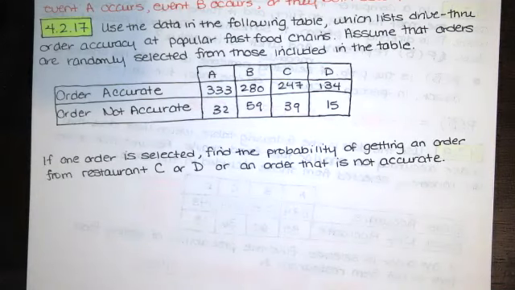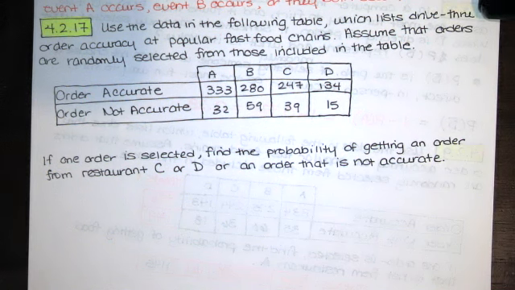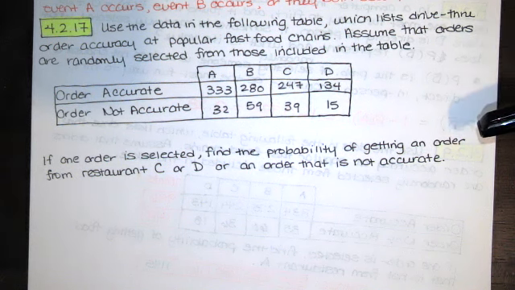In this video, we solve problem 4.2.17 from Essentials of Statistics, 6th edition by Mario Triola. The problem statement says, use the data in the following table, which lists the drive-through order accuracy at popular fast food chains. We're asked to assume that orders are randomly selected from those included in the table.